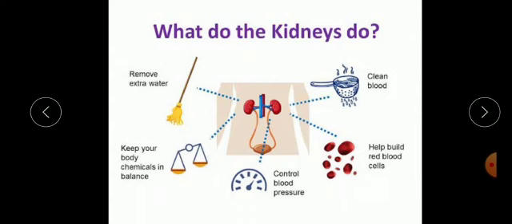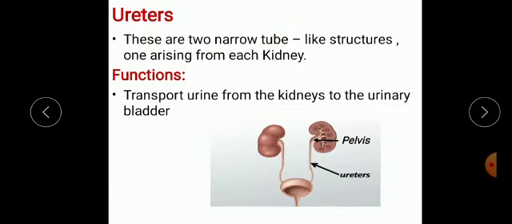Apart from all these functions, kidneys also reabsorb useful substances like glucose, sodium and potassium ions that the body requires and put them back into the blood. Ureters. These are two narrow tube-like structures, one arising from each kidney. They connect the kidney to the urinary bladder. The front part of each ureter is a funnel-shaped structure called the pelvis. Their function is to transport urine from the kidneys to the urinary bladder.